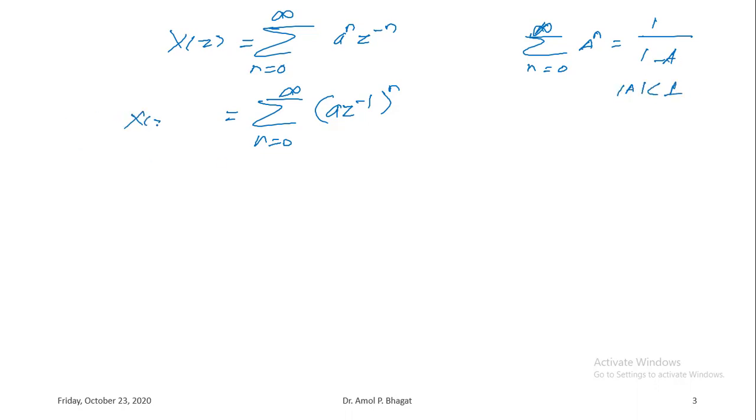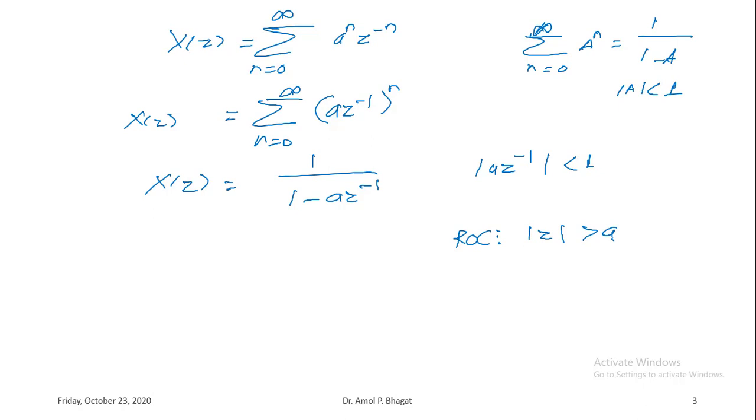So here you can write it as x of z is equal to 1 upon 1 minus a z inverse, provided mod a z inverse should be less than 1. So that means the ROC will be mod z greater than a, right? So in this case ROC is mod z greater than a.